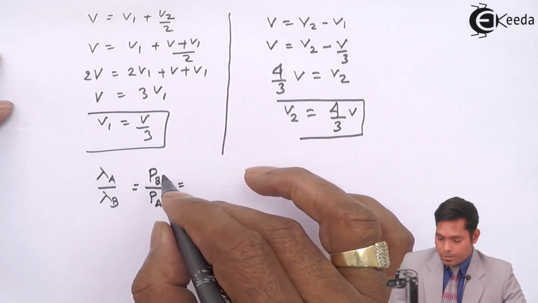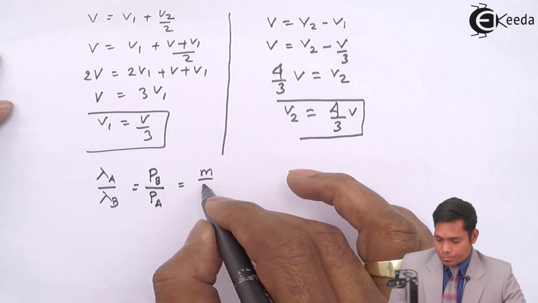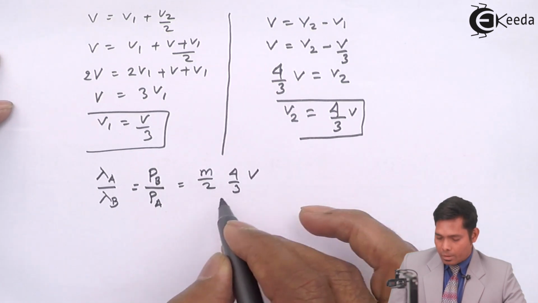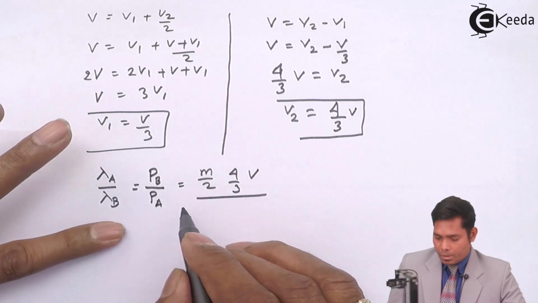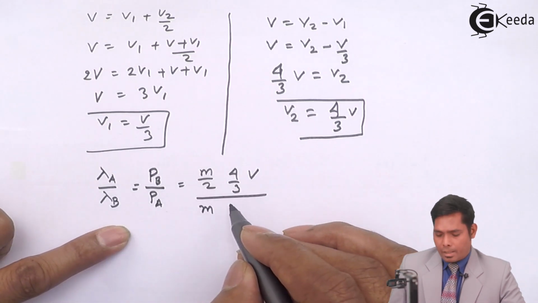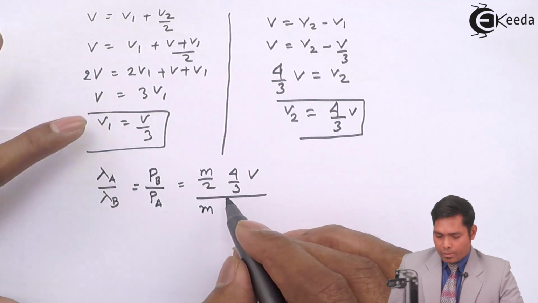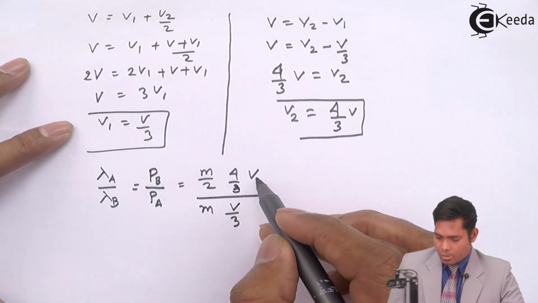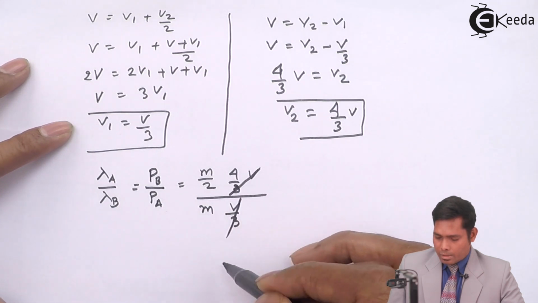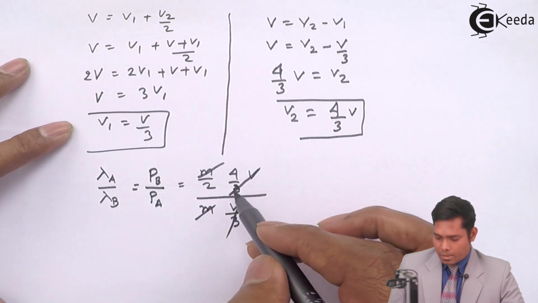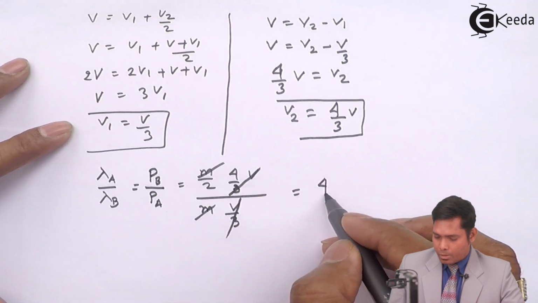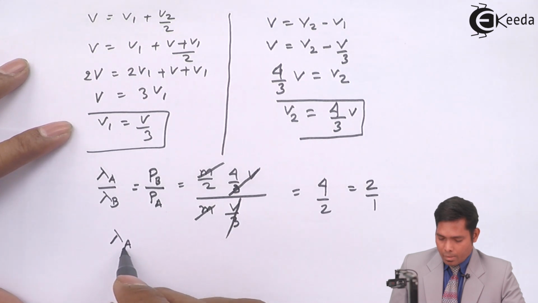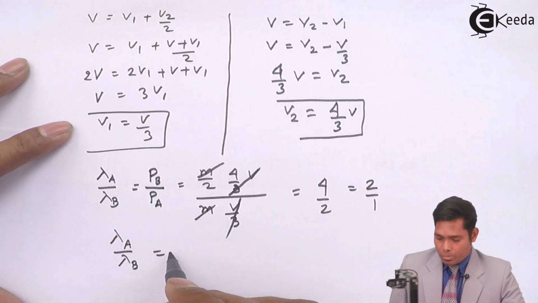The second mass is m by 2, and its velocity comes out to be 4 by 3 v, divided by p of a: the first object has mass m and is moving with final velocity v by 3. You can see this v by 3 and that v by 3 cancel. The m cancels. 4 by 2 remains, and that is equal to 2:1. That means lambda a upon lambda b comes out to be 2.